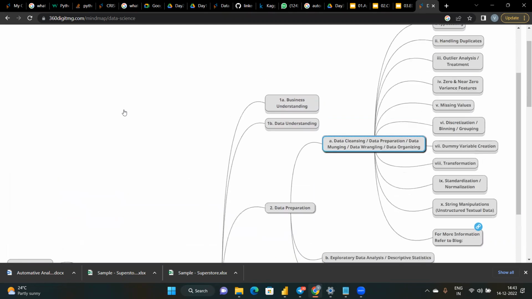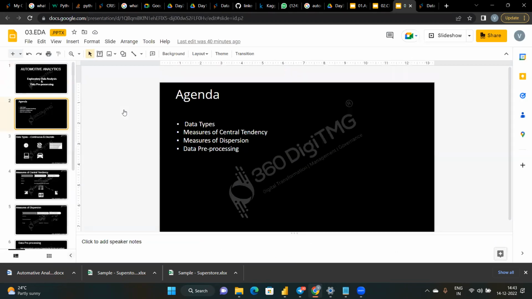So automative analytics, guys, data types. I'll be explaining more deeply about this. Yesterday I just gave an introduction of that. So data types, we have seen data types. What are data types? We have different types of data types.